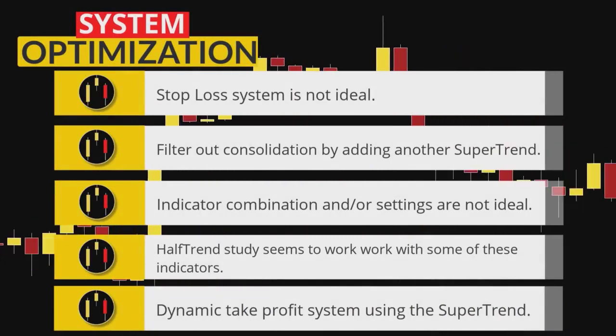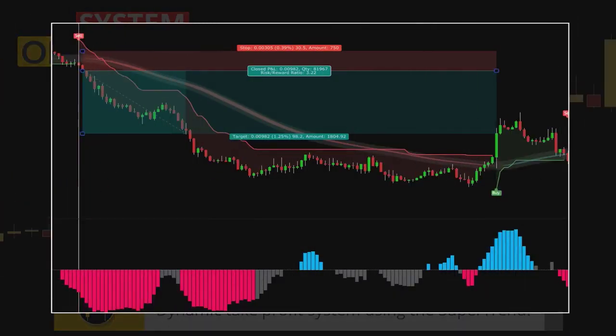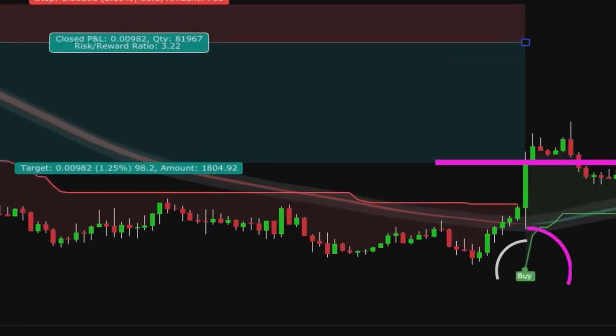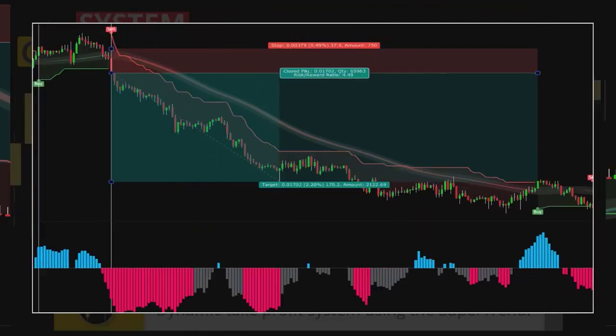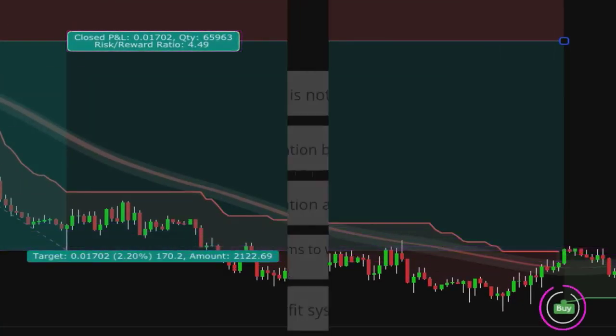In addition, I noticed during the test that the gain on account most likely would have been significantly increased by using a dynamic take profit system. On this chart, you can see exiting on the buy signal of this short would have yielded a risk to reward of 3.22, and on this chart you could have walked away with a fantastic 4.5 RR.